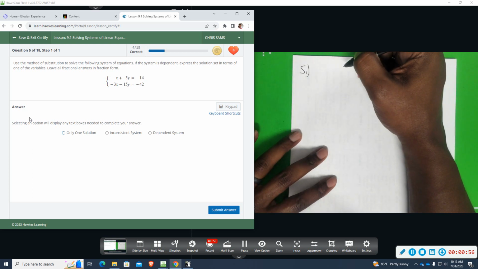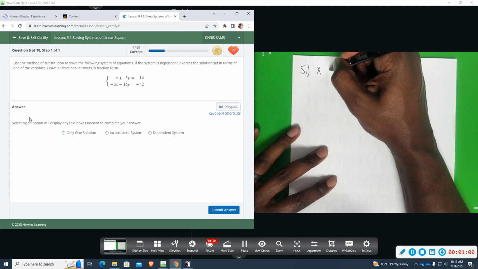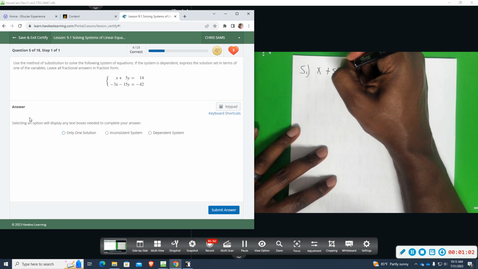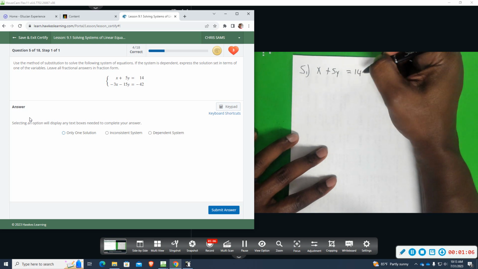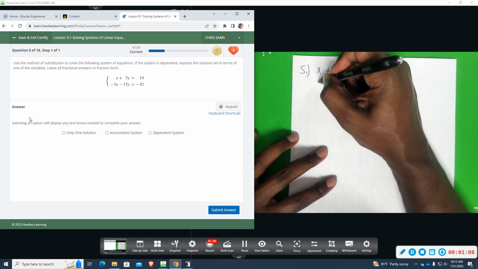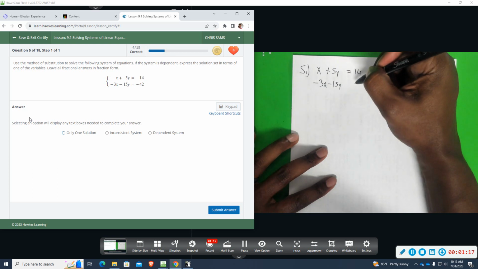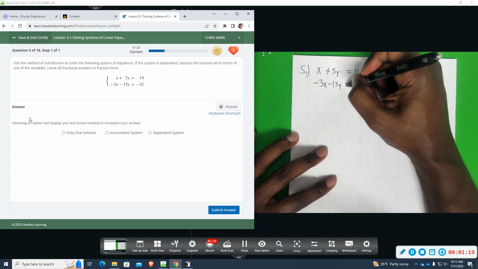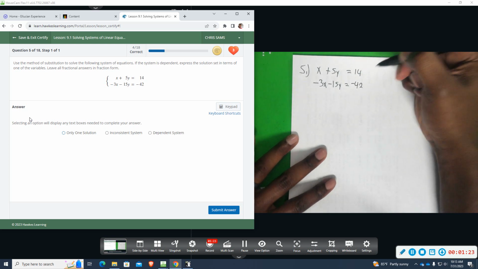And I haven't done a full-blown substitution one yet. x plus 5y equals 14. And then we have negative 3x minus 15y equals negative 42. Okay.